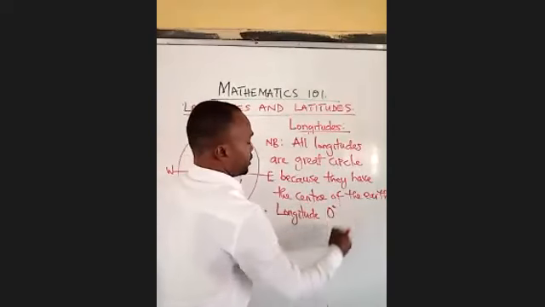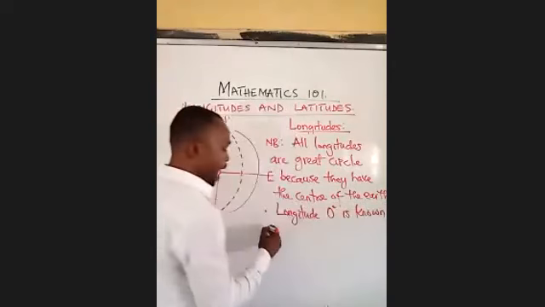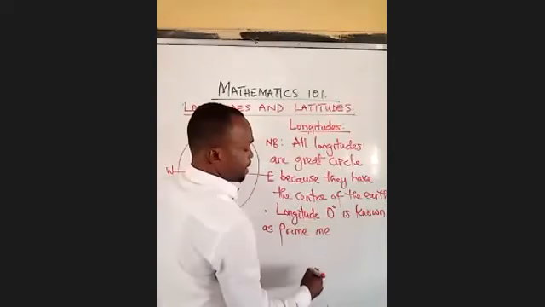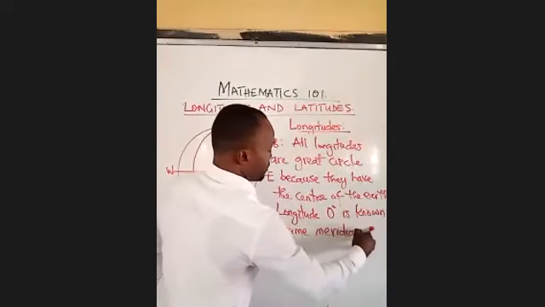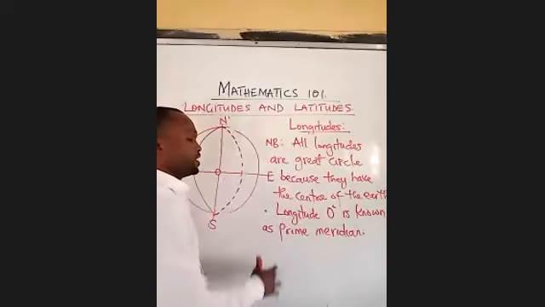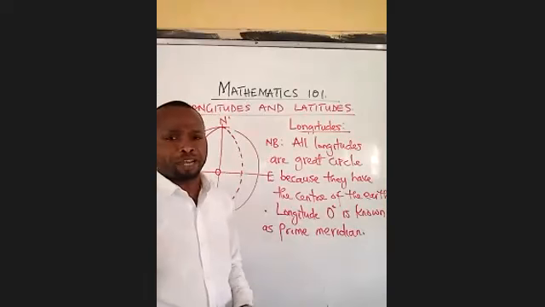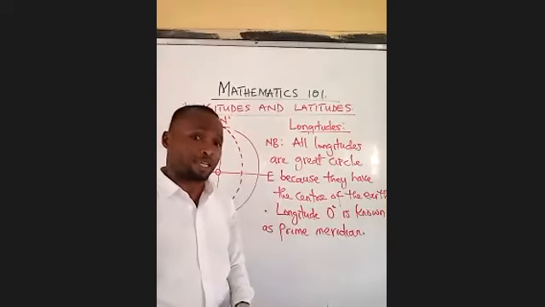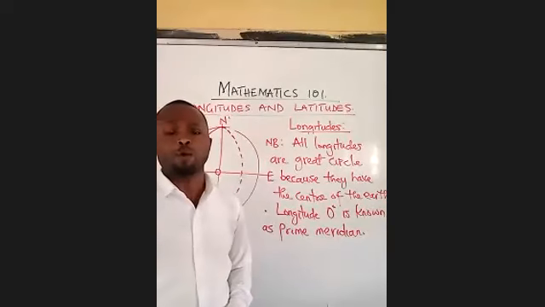Longitude 0 degree is known as prime meridian, or Greenwich meridian. So talking about longitude 0 degree, we call it prime meridian or Greenwich meridian. Nobody will ask all this in exam, but you just need to know the meaning of longitudes and latitudes.